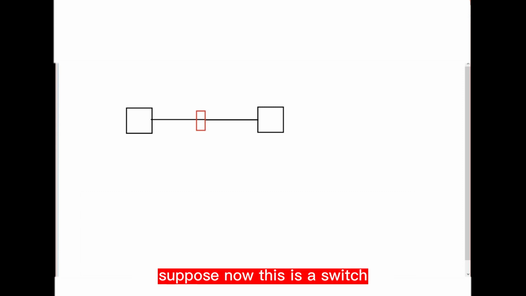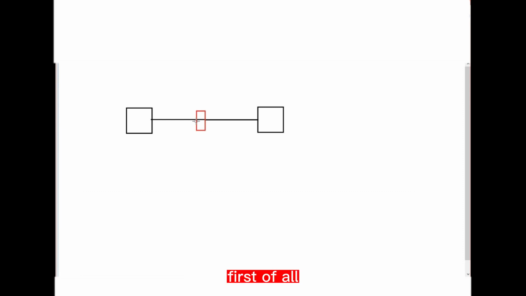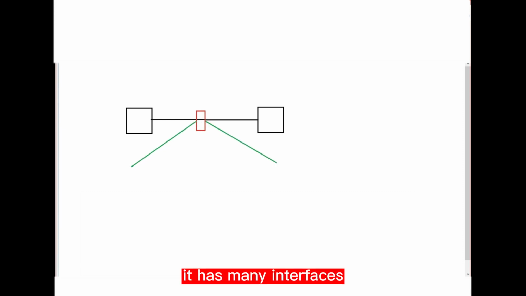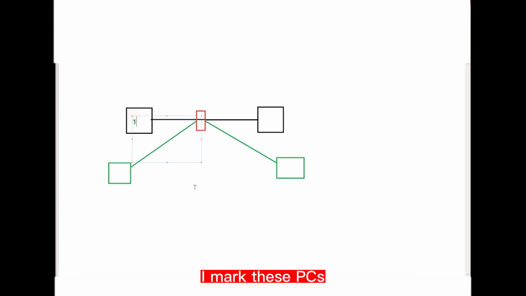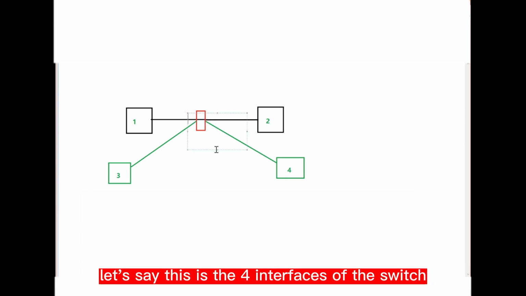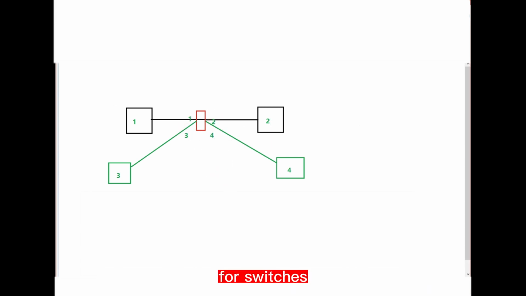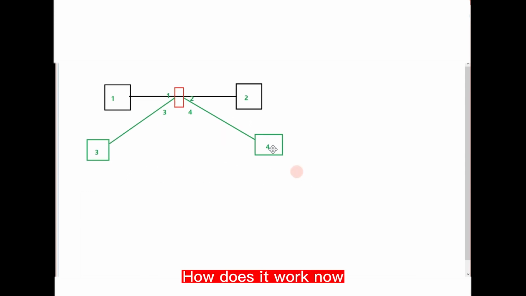Suppose now this is a switch. What can a switch do? First of all, it has many interfaces. I can now connect other devices to this switch. I mark these PCs 1, 2, 3, 4. Four devices, let's say these are the 4 interfaces of the switch. How does it work now?